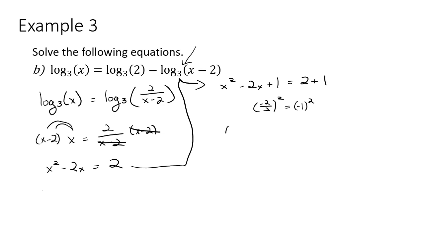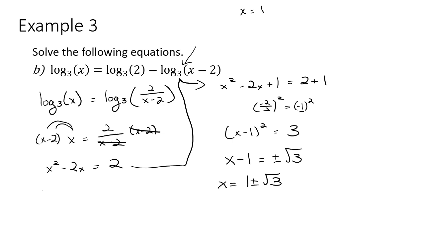The left-hand side now factors into x minus 1 quantity squared. It's always the b over 2 before you square it. And that would be equal to 3. Take the square root of both sides. And then add 1 to both sides. So we've got two possible answers. 1 plus the square root of 3 and 1 minus the square root of 3.